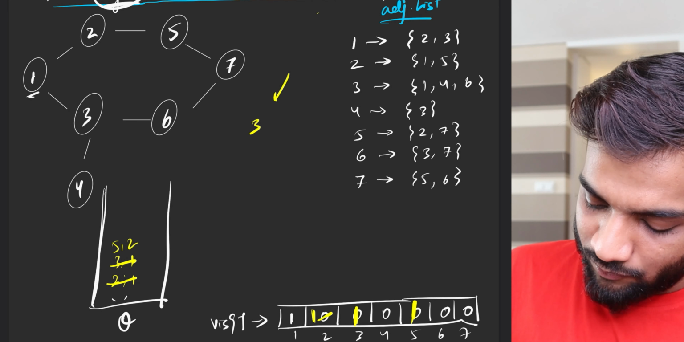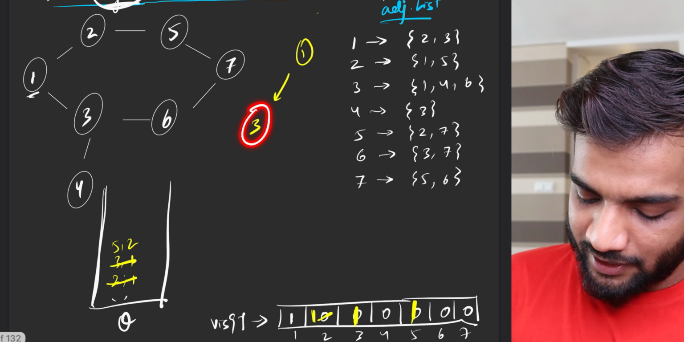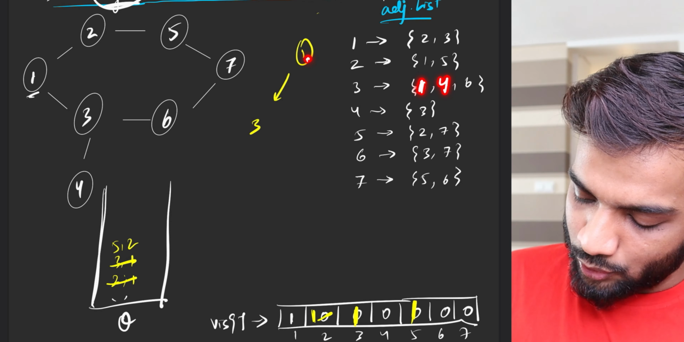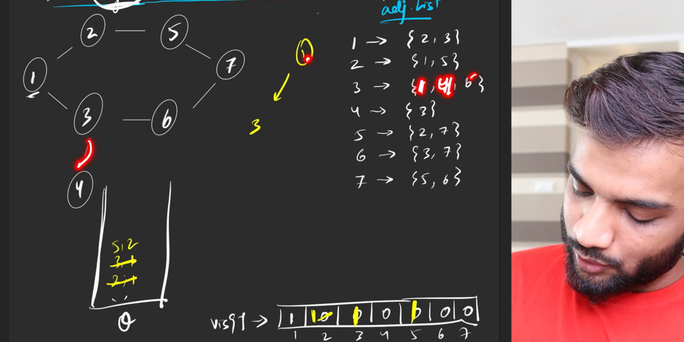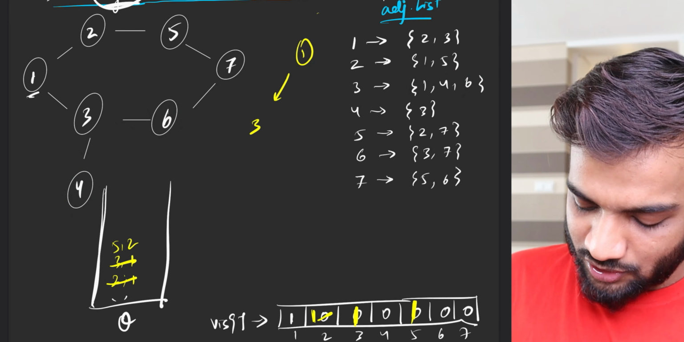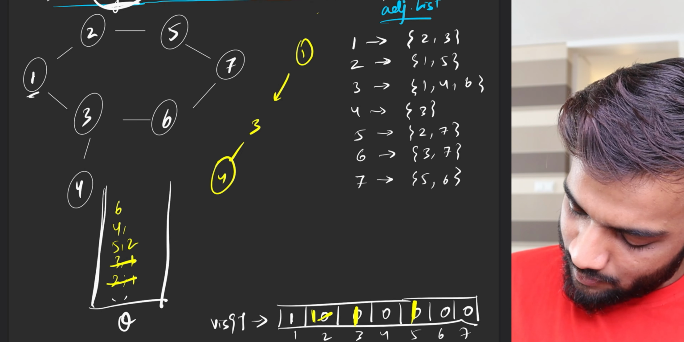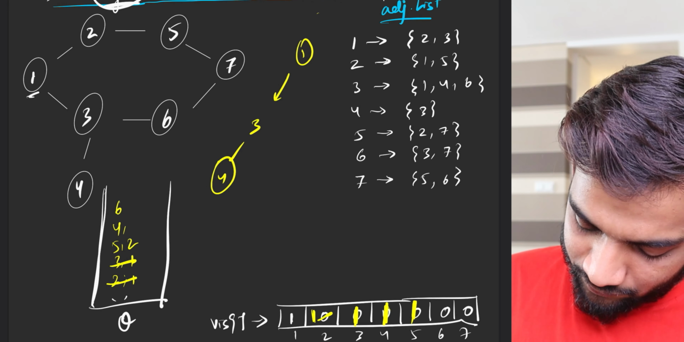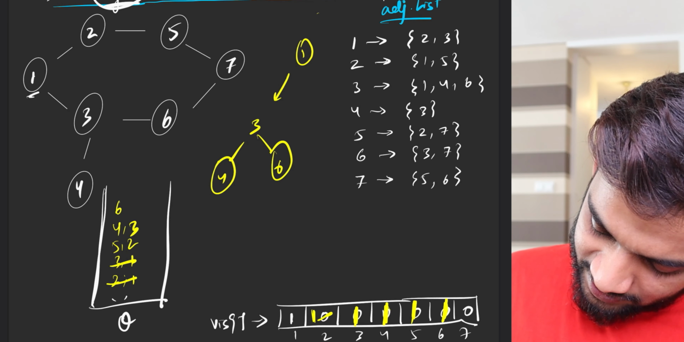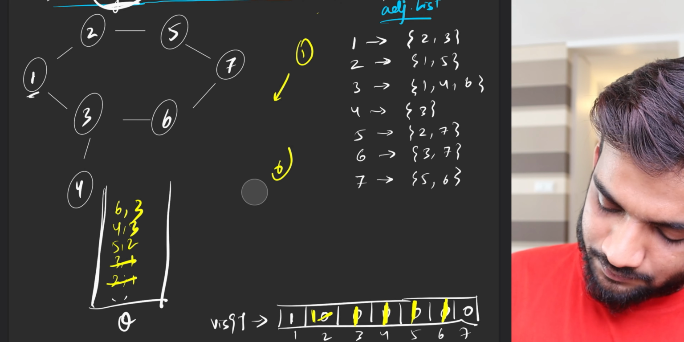So 3 came from 1. See this. Observe this. 3 came from 1. From 3, where can you go? You can go to 1, but you came from 1. You can go to 4. Yes. You can go to 6. Yes. So apparently you can go to 4 and 6. From 3, you can go to 4, mark it as visited, and 4 came from 3. You can go to 6, mark it as visited, and 6 came from 3. Perfect. This is also done.